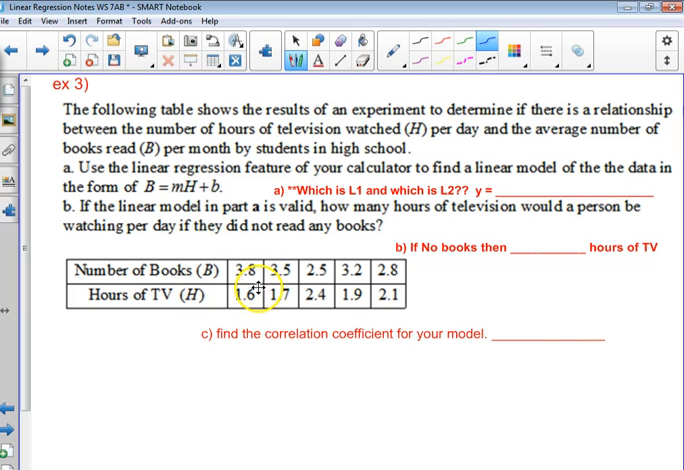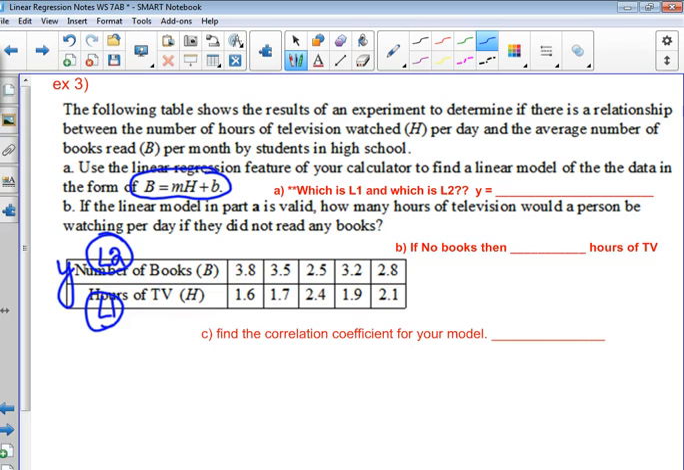Example 3 is a little bit tricky because it says they want us to do the number of books read equals the slope times the number of hours TV watched plus some initial value. Which of those is the Y value? The number of books. They want this to be the Y value. So the easiest way to do that is to put that in what list? If we want it to be Y, it would be easier to type it in L2, and we want this one to be in L1. Otherwise, you have to go in and tell it to use X as L2 and Y as L1.